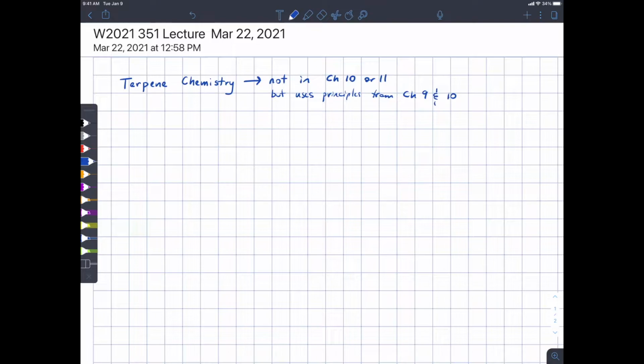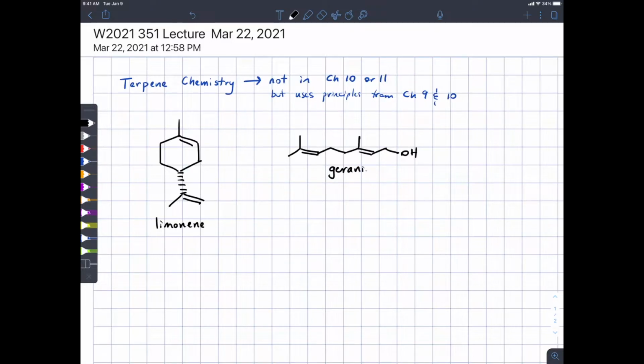Let me show you some terpene natural products just to begin with. All of the steroids I showed you last week are derived from terpene natural products. I think I've shown you this one before. This one is called limonene. It is from citrus oil. It has the characteristic smell of citrus. You've seen another before. This one is linear and a little simpler. This one is called geraniol, which is in rose oil.